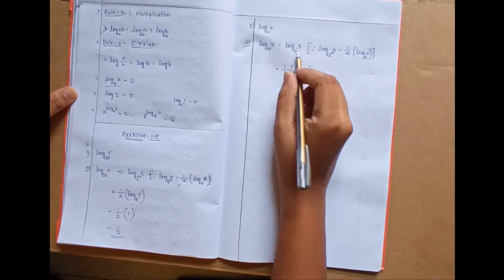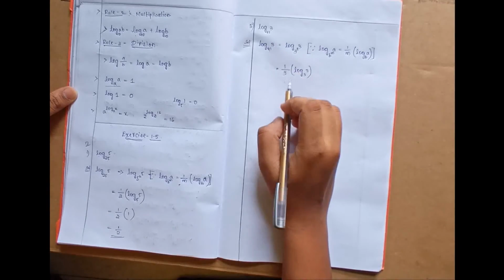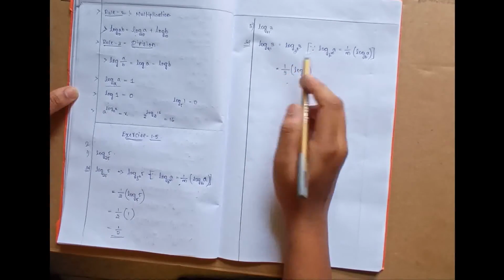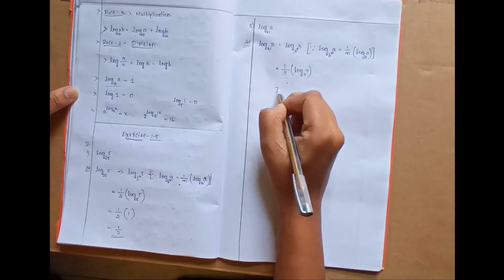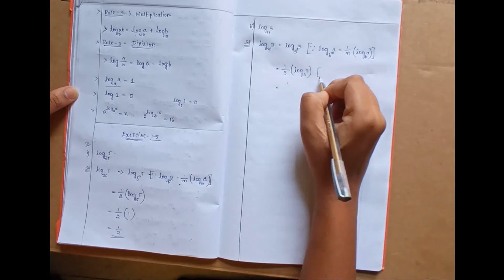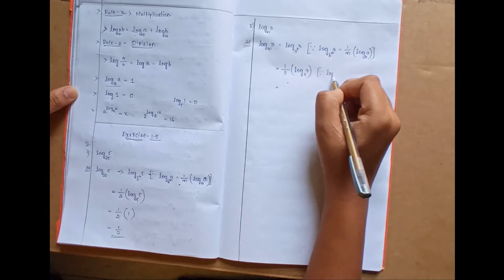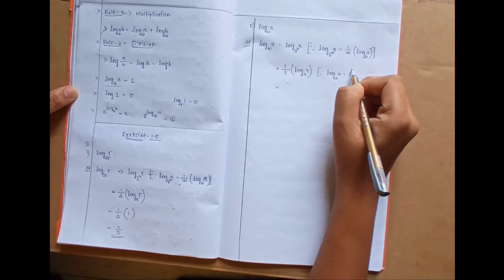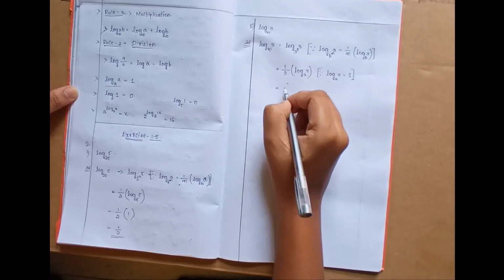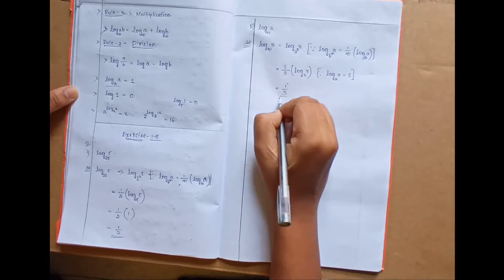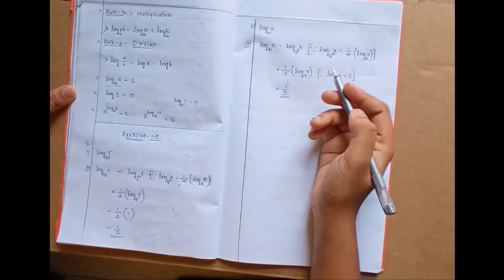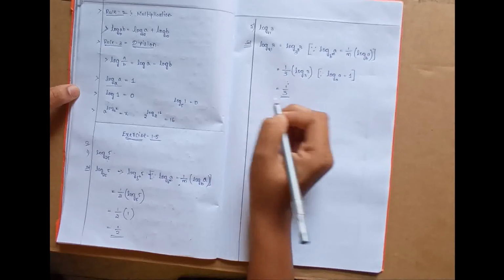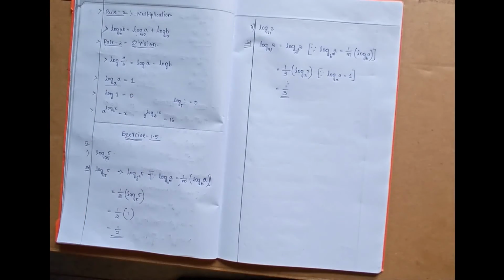We are left over with this, right? 1 by 3 comes out. Here what will be there? 3 and 3 here. Do you observe that the base and logarithmic number are equal, so the value will be equal to 1. Then we can write 1 by 3 into 1, and the value becomes 1 by 3. Okay, they are very easy, right?